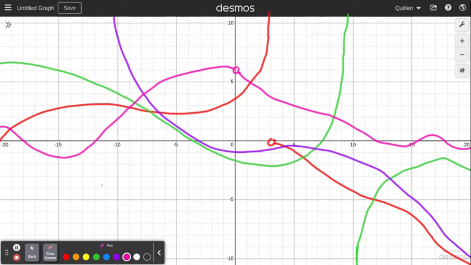Hello, welcome to Calculus. I'm Quillen, and today we're going to be taking one last review of limits and all of the ideas that come along with graphical analysis of limits.